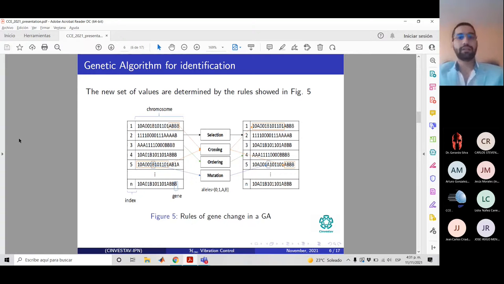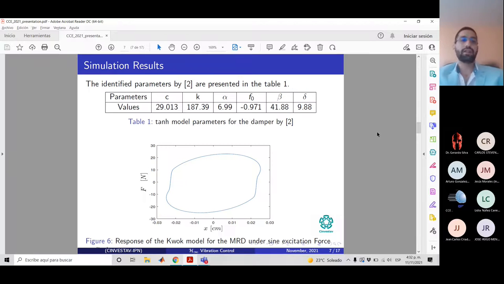The new set of values is determined by some rules, shown in the figure. These rules are: selection, where the chromosomes that give good results in the cost function or fitness function go to the next generation of a new population. Another rule is crossing, which swaps a part from one chromosome to another chromosome. Ordering changes the order of the chromosomes. A mutation involves changing an allele of a random gene. These rules are carried out depending on pre-established percentages and the evolution of the fitness function. In this way, the genetic algorithm works.